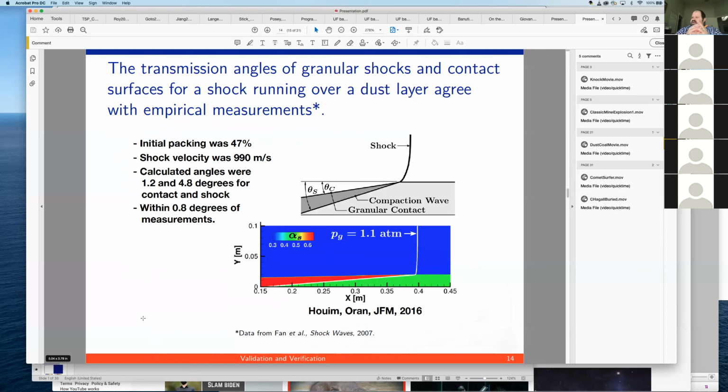There were some nice experimental data done in China in 2007, where they took a shock wave, basically passed it over a layer of dust, and they used some X-ray photography and they seeded the layer of dust with heavy lead oxide particles. And what was really interesting was that they could actually see the edge of the granular shock that is transmitted into the dust layer. And when we ran our model, we got within 0.8 degrees of those measurements. And considering all the crudeness of the assumptions that we have to use for our model, we were very, very happy with that.